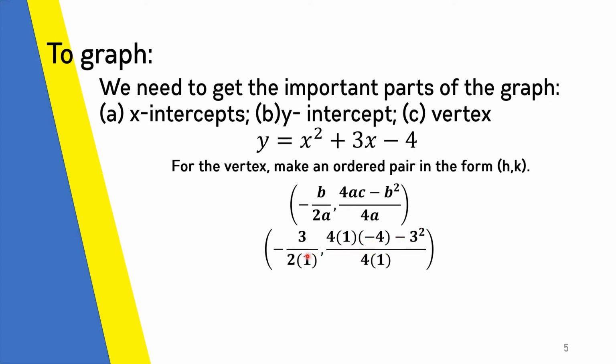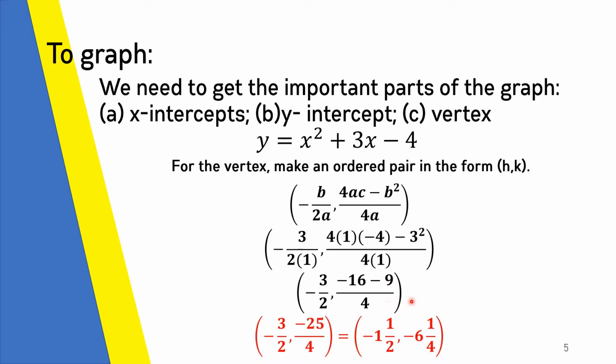Let's simplify. So this will be 2, and then this will be 4 times 1 times negative 4, which is negative 16. Negative 3 squared is negative 9, all over 4, and then we have the final answer of negative 3 over 2. Negative 16 minus 9 is negative 25 over 4. So this is already our final answer.